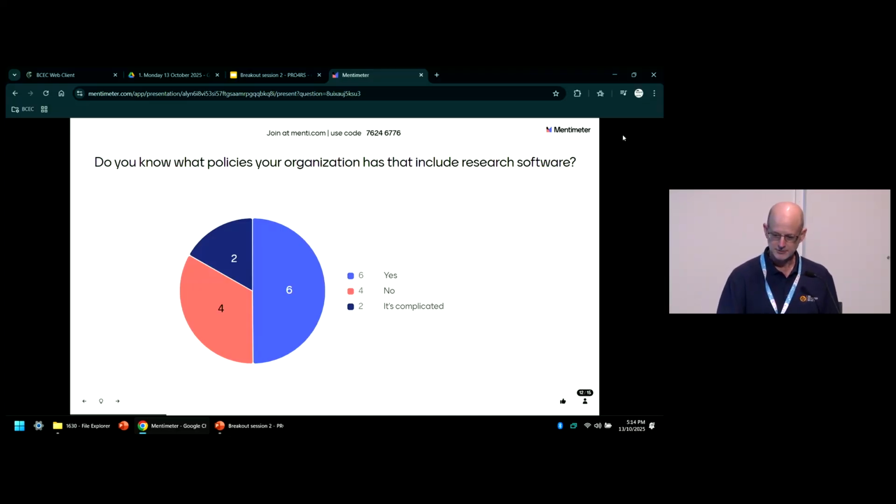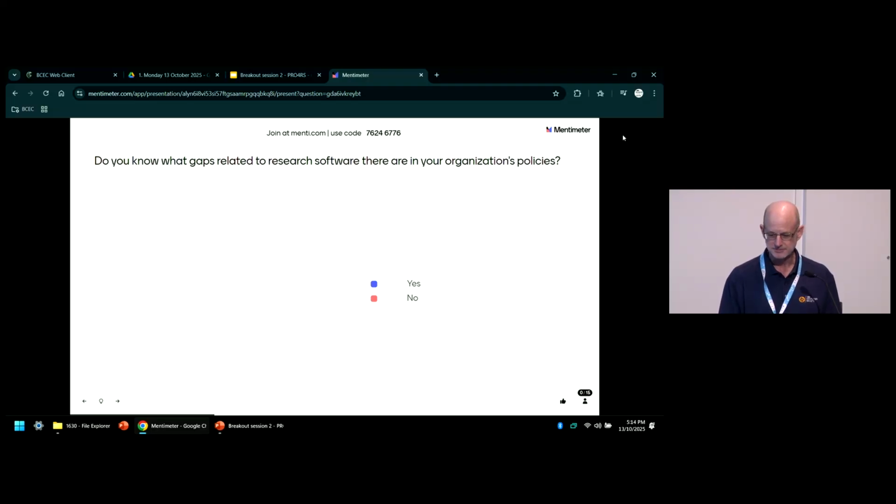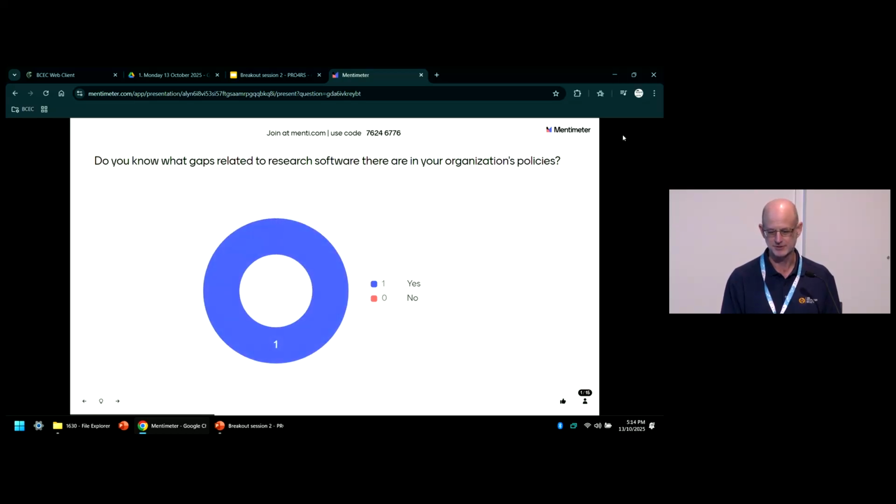Okay, let's go on to the next question. Obviously, assuming that you know something about your organization's policies, do you know what gaps there are related to research software? And if it isn't becoming clear, we're hoping that because you came to the session that you're actually interested in what these policies are, and potentially you might be interested in actually working towards this, particularly if you know what the gaps are, you know what your organization's policy is. Okay, I will keep going. Almost everybody knows what the gaps are, which is good.